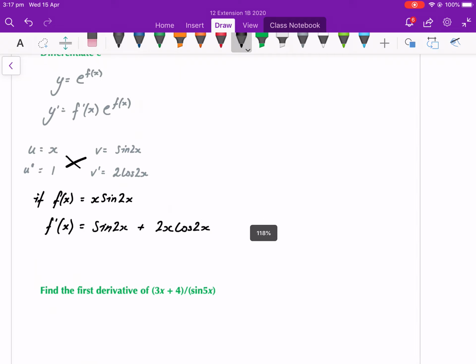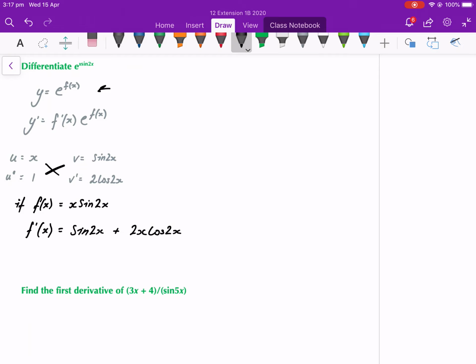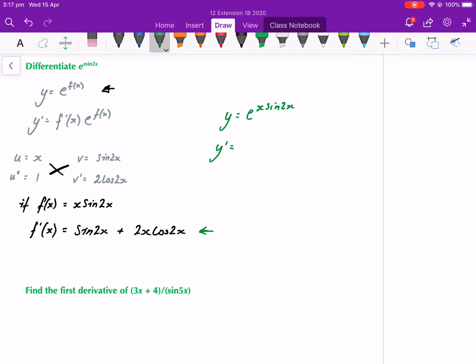So therefore, given what we said at the top, that if y equals e to the f of x, then y dash equals f dash of x e to the f of x. Well, in this case, given that y is equal to e to the x sine 2x, then y dash is equal to f dash of x, which is what we worked out just before. I'm going to write that in brackets because there is more than one term: sine 2x plus 2x cos 2x, multiplied by the original function, which is e to the x sine 2x, like so.